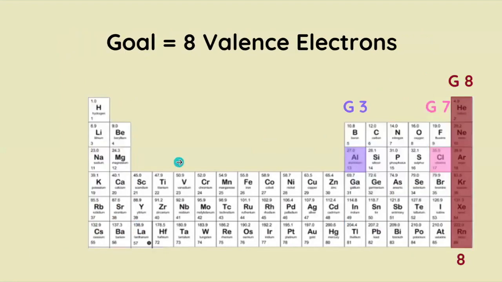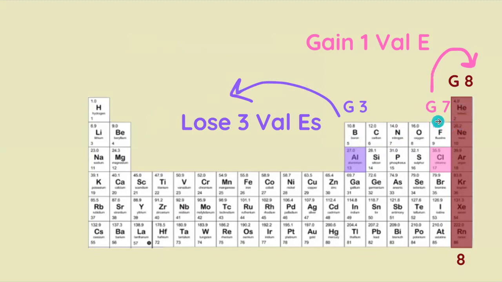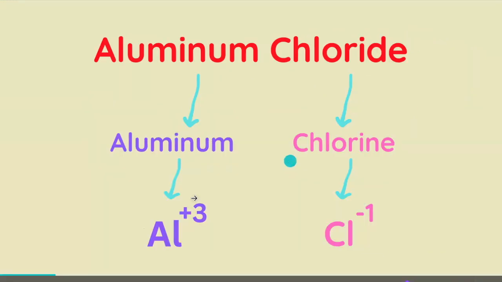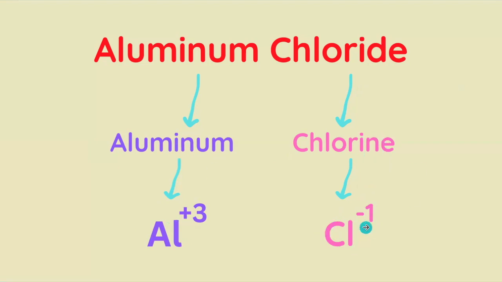And acknowledging the fact that the ideal for elements is to gain or lose as many valence electrons to achieve an octet, 8 valence electrons. Chlorine already has 7, so it needs to gain 1 to get to 8. And aluminum has 3 valence electrons, and it would simply be easier to lose those 3 valence electrons rather than to gain 5. And that leaves us with Al3+ and Cl-. This lost 3 electrons, this gained 1 electron.